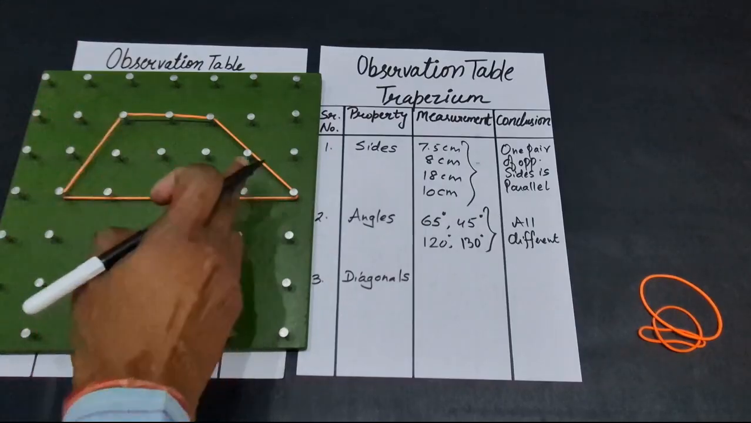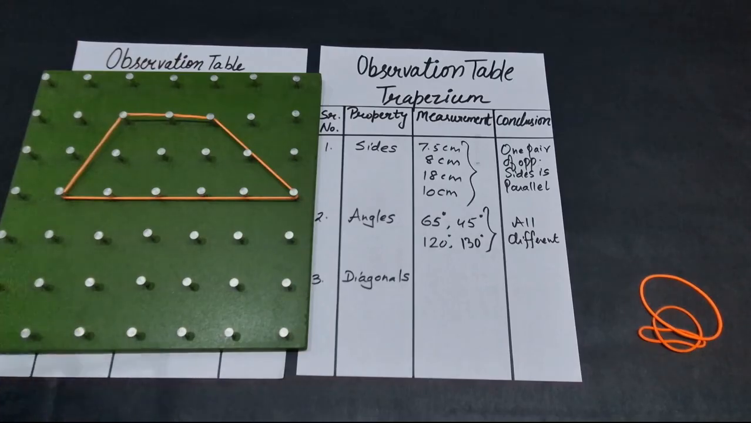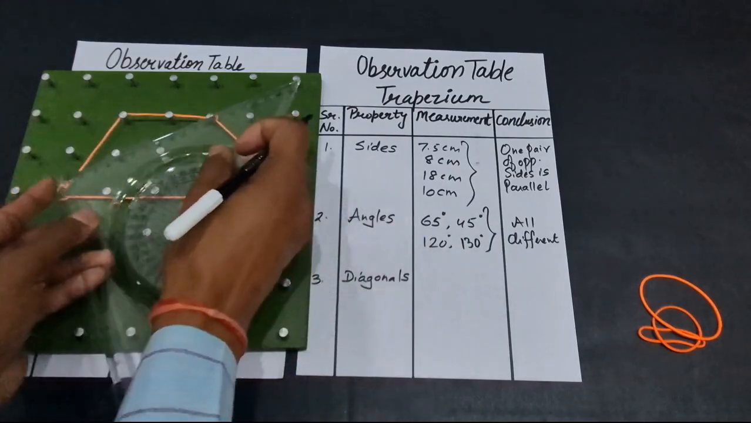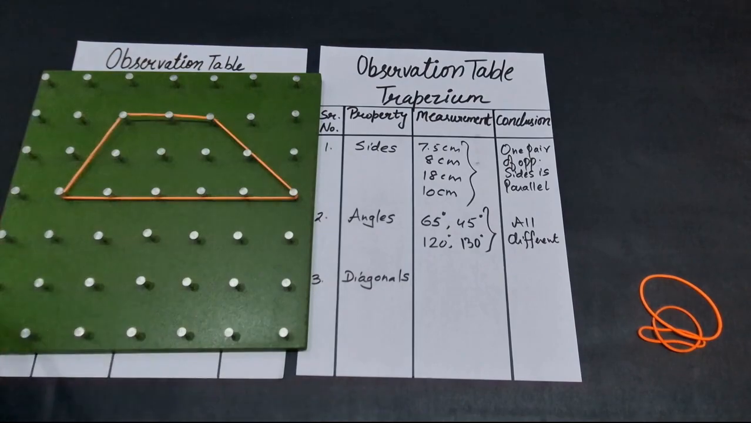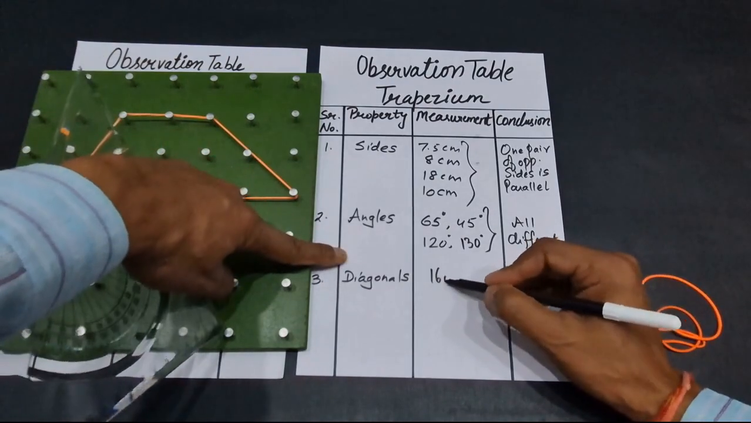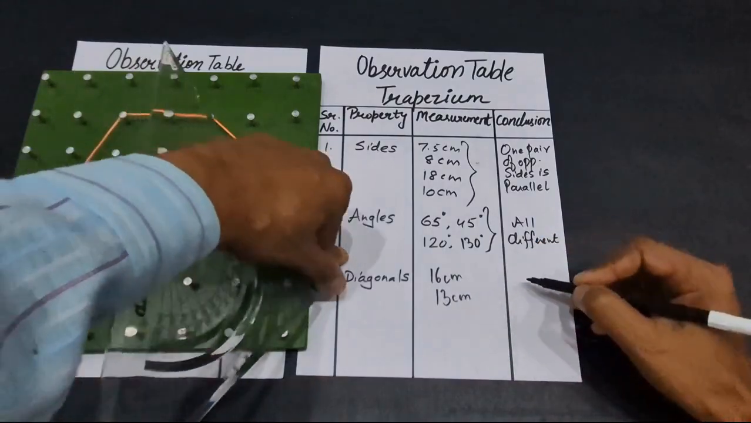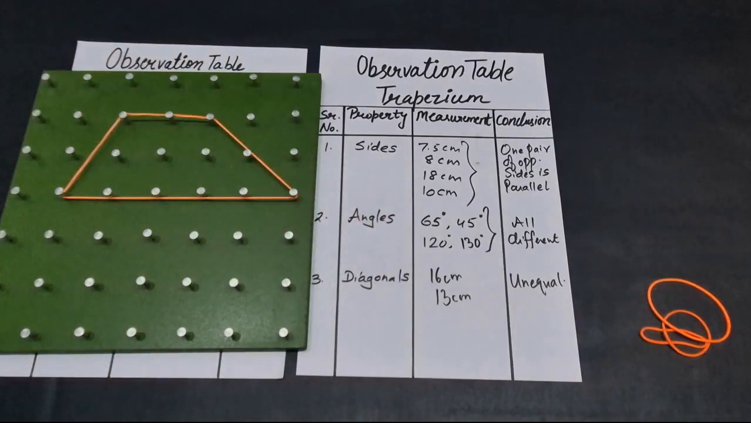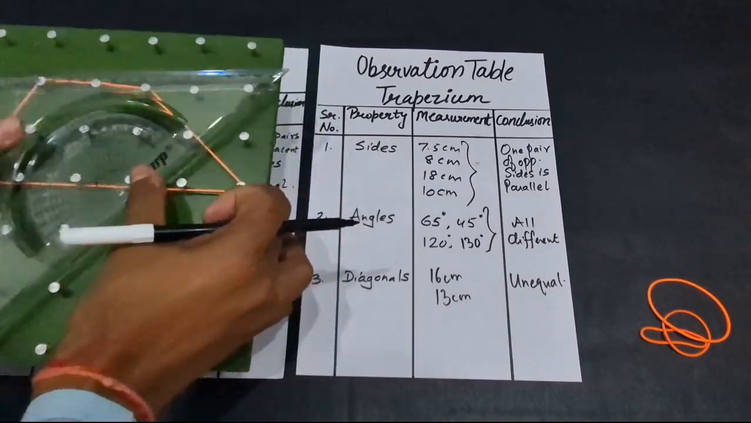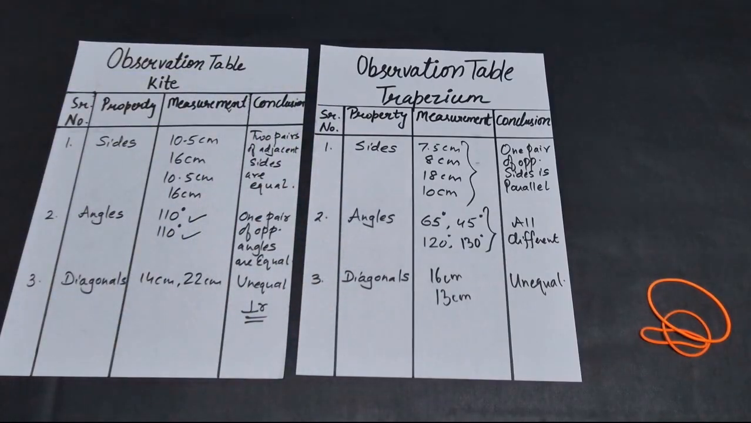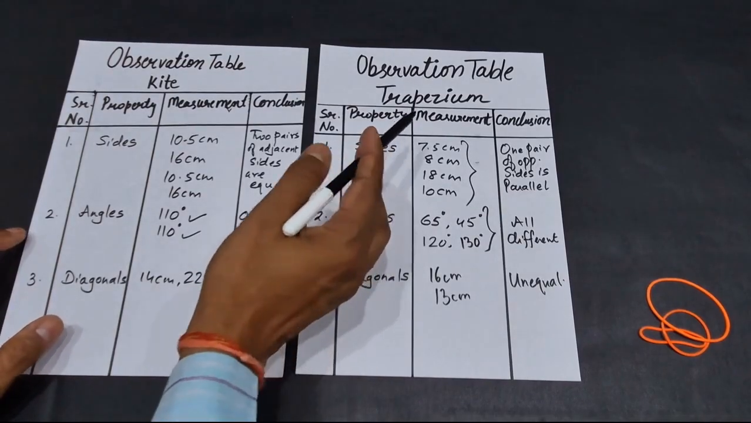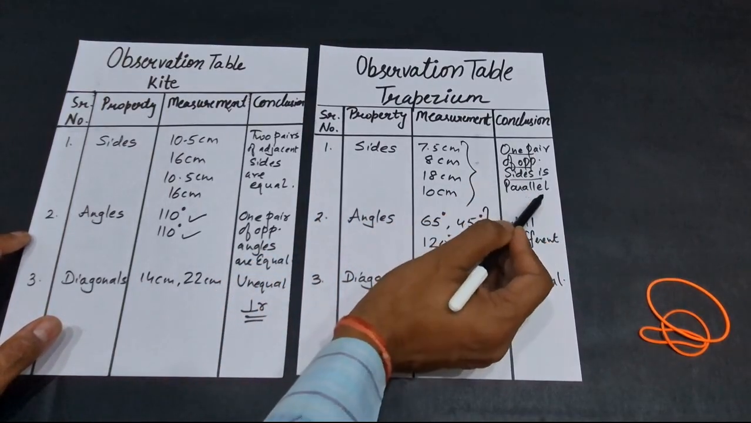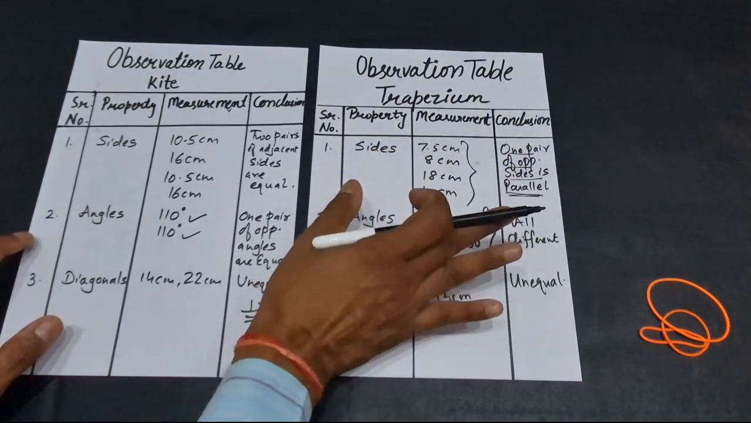Now coming on to the diagonals. Very easily we can conclude from here. This diagonal is around 16 centimeters and this is around 13 centimeters. So if I write 16 centimeters here and 13 centimeters here, the diagonals come out to be unequal. So what is the main property of a trapezium? We can highlight it from this observation table now, that in a trapezium there is only one property that holds good. One pair of opposite sides is parallel. This is the sole property of a trapezium.